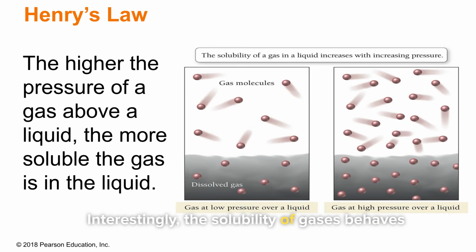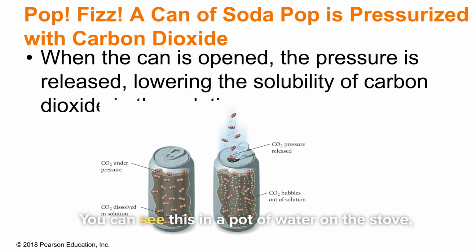Interestingly, the solubility of gases behaves differently than solids as temperature rises. The solubility of gases actually decreases when the temperature of the water increases. You can see this in a pot of water on the stove. Before boiling, small bubbles of dissolved air form as the water warms, because those gases become less soluble and leave the solution.